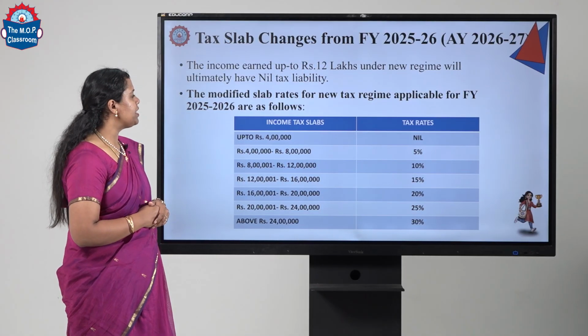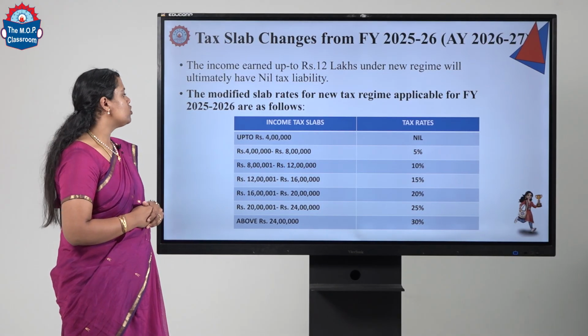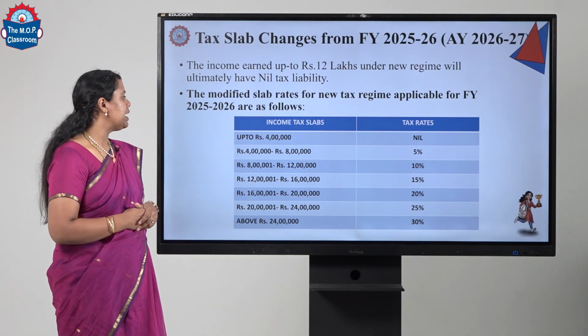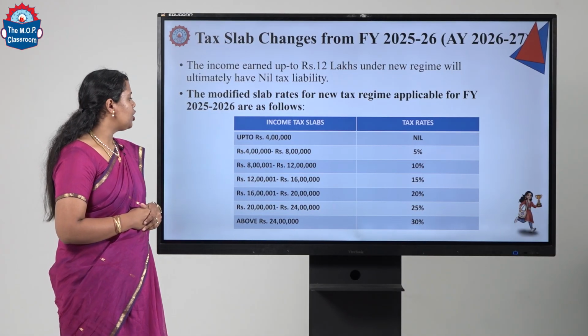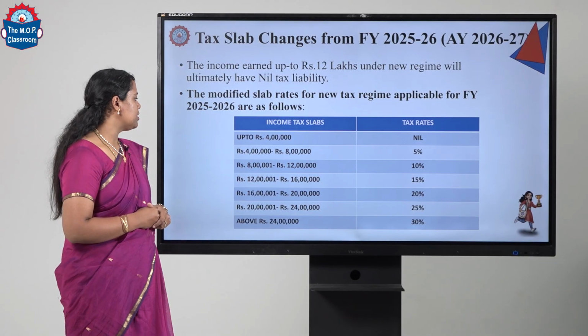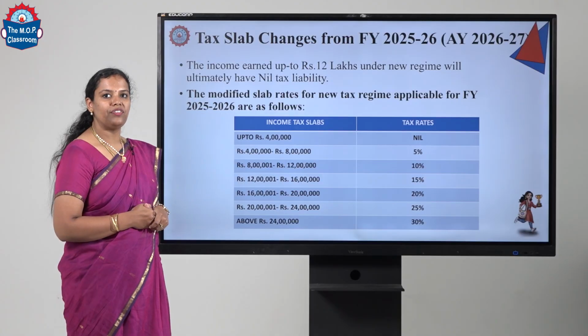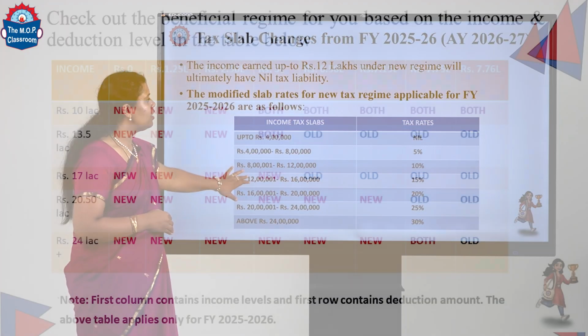So these are the modified slab rates under the new tax regime. Up to 4 lakhs it's going to be nil, 4 lakh to 8 lakh it's 5%, 8 lakh to 12 lakh 10%, 12 lakh to 16 lakh 15%, 16 to 20 lakh is 20%, 20 lakh to 24 lakh 25% and above 24 lakh is 30%.